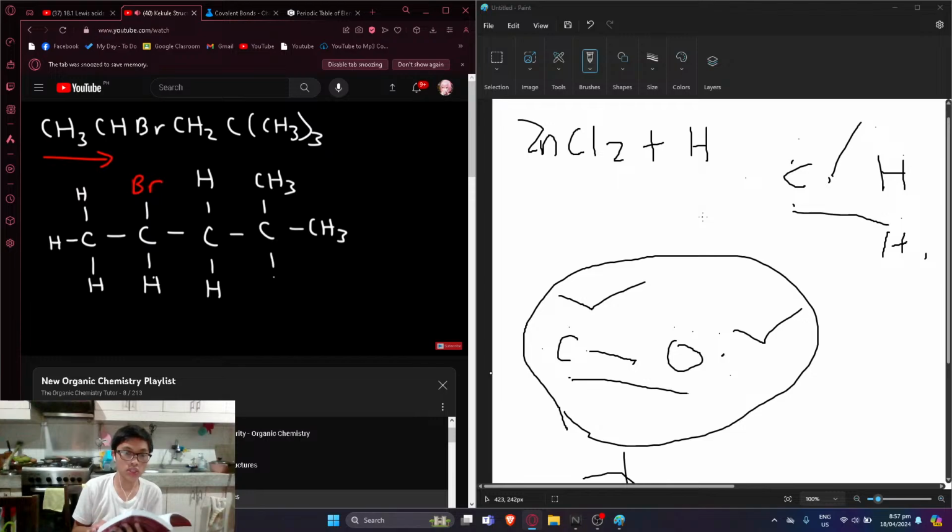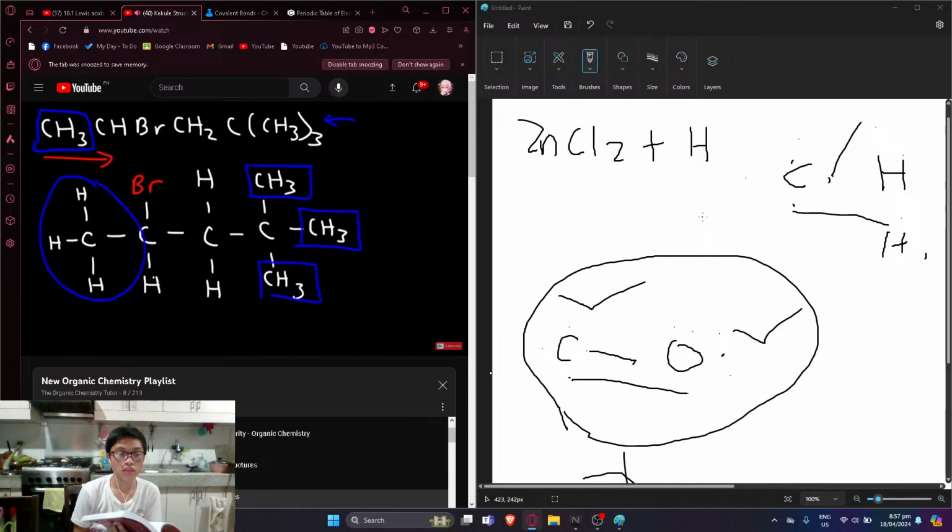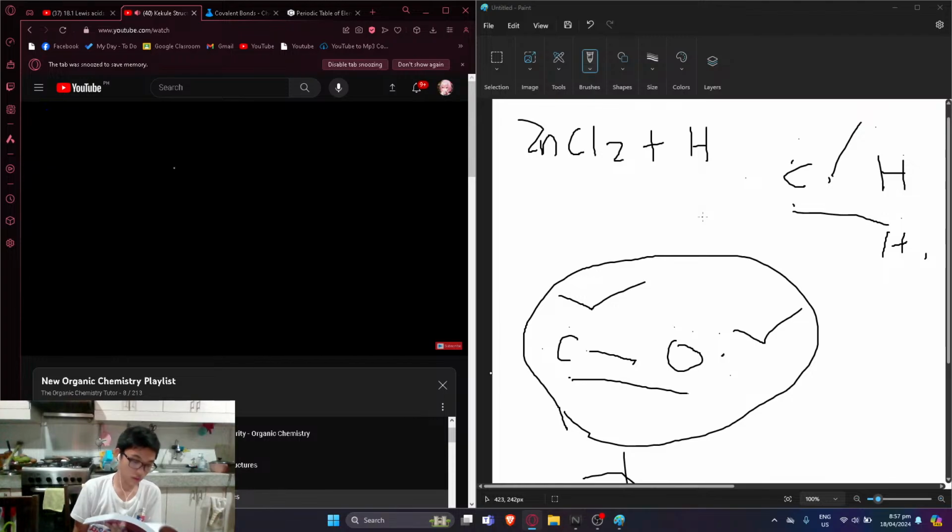CH3, CH3, CH3. Now, whenever you see a CH3 group, it's always at the end. It can never be in the middle. CH and CH2 groups, you can have that in the middle of the chain. But CH3 groups, they always tend to stick outside of the chain. They can't be in the middle.